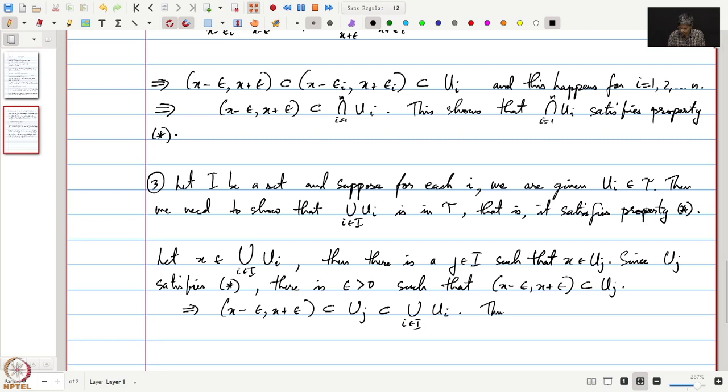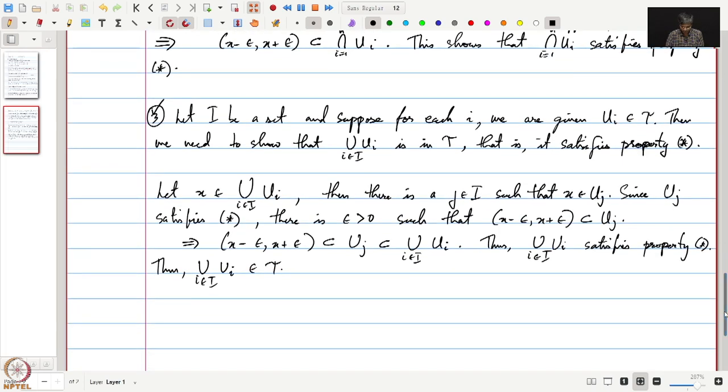Right? So thus we have proved that the union of the U_i's satisfies our property star. That is, this union is also in tau. So therefore, tau also satisfies the third condition. So all this implies that tau defines a topology on R, which we call the standard topology.